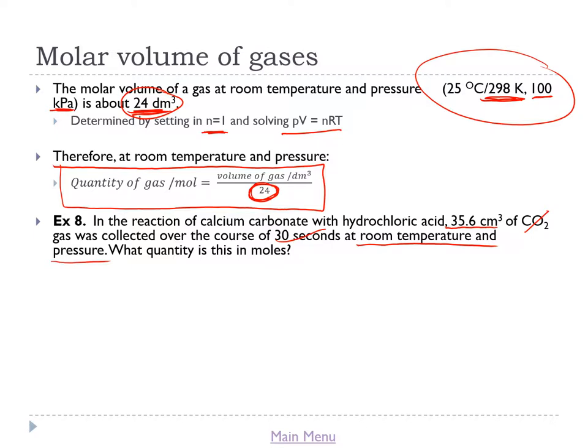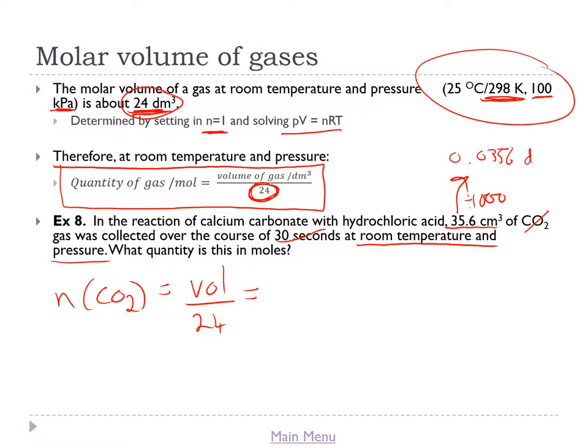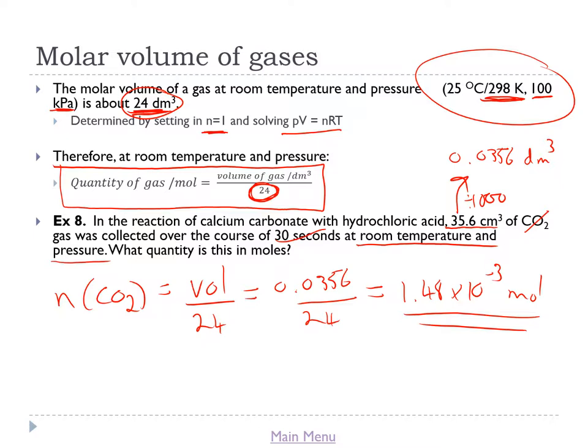We're going to say that the quantity in moles, so n for CO2, carbon dioxide, equals the volume over 24, which equals 35.6, but it's not 35.6 because we need to divide that by 1,000 to convert it into decimeters cubed. So rather than 35.6, it's going to be 0.0356 decimeters cubed. So we're going to say equals 0.0356 over 24, and that gives us an answer of 1.48 times 10 to the minus 3 moles. And there is our answer. So provided we're at room temperature and pressure, we can shortcut our equations with gases by just dividing by 24.